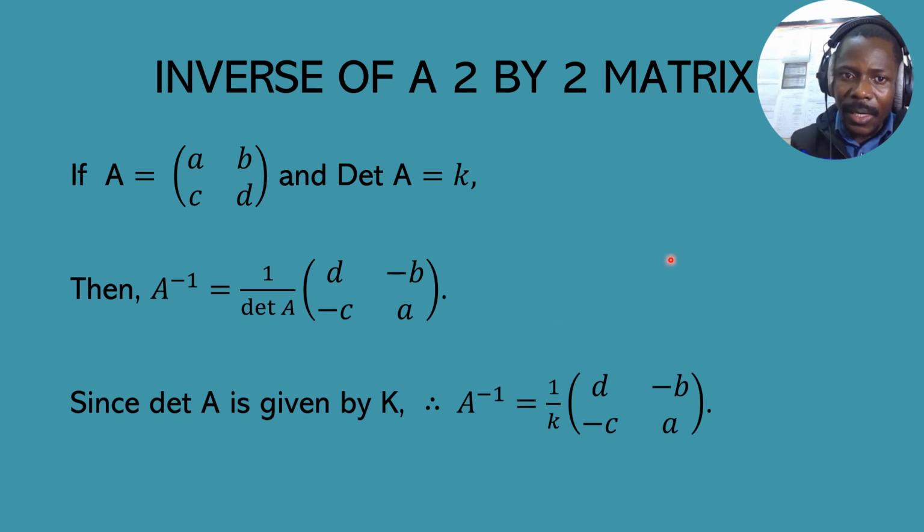Since the determinant is given by K, the inverse of this matrix is going to be 1 over K. Elements in the minor diagonal change signs, and elements in the major diagonal swap positions. All right, let's go into another slide.